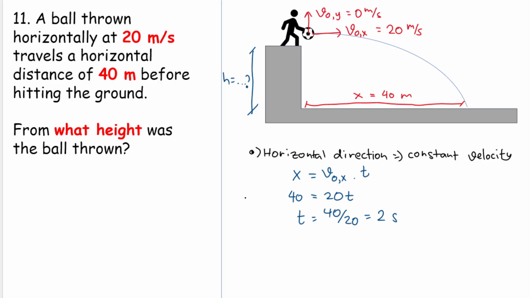And now let's do that for the vertical direction. For the vertical direction, we have an acceleration, right? We will have gravity pulling the ball down here. So for the vertical direction, we have free fall motion. The ball is free falling in the vertical direction. And remember, for free falling, we can just calculate the height using this formula: h is equal to 1/2 times g times t squared.